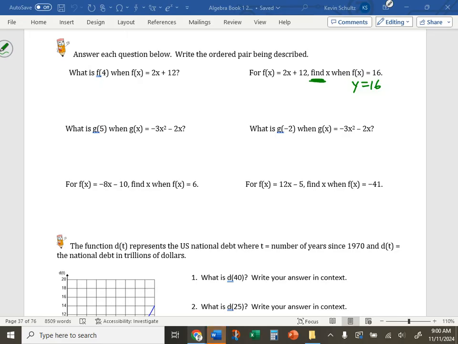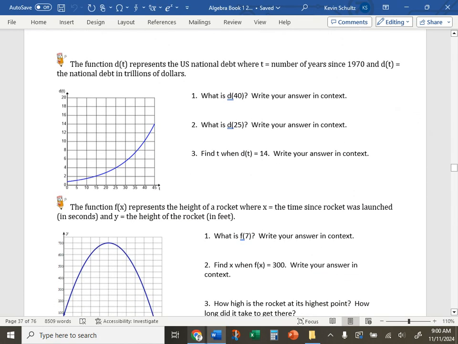Okay? So these 6 questions here are just an extension of what we did on the first page, only they're kind of mixed up. Sometimes you get x, sometimes you get y, you solve for the other. You've got to make that decision. Then down below, the function d of t represents the U.S. national debt, where t is the number of years since 1970, and d of t is the national debt in trillions of dollars. Sometimes we can replace f and x with actual contextual values.